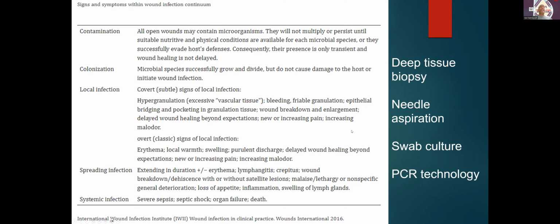approach to signs and symptoms of infection. With contamination, there are microorganisms that do not multiply, and their presence is only transient. Colonization is successful low-grade growth of bacteria, but no damage. With local infection, there is hypergranulation, that is friable tissue, wound breakdown, and delayed wound healing. Overt signs of local infection include erythema, local warmth, delayed wound healing, and increased odor.